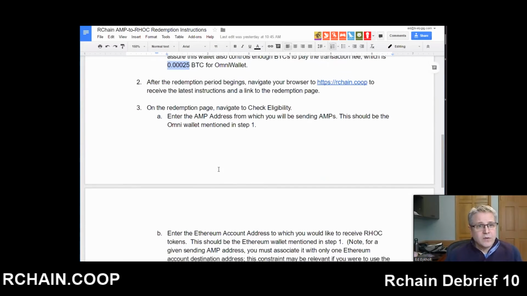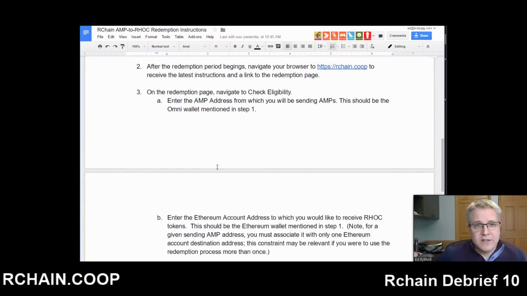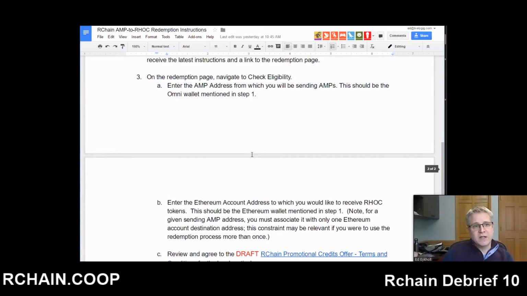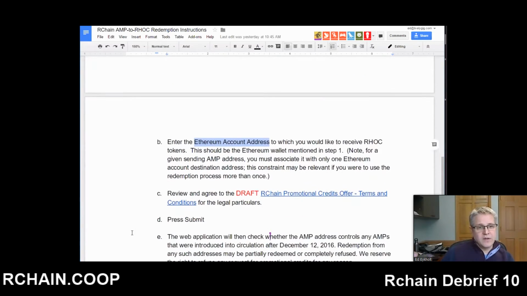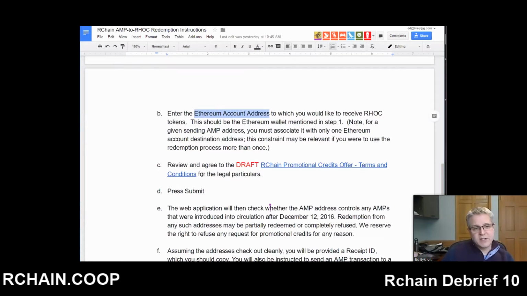Then when the redemption period begins, you'll navigate to the RChain.coop site, and we'll have a pointer there to the actual application, the web app where you'll enter that information. You'll enter your AMP address, which is a Bitcoin address, by the way. Then you'll also enter your Ethereum account address to where the RHOC will eventually be received. There'll be terms and conditions that you'll agree to, and you'll press submit.